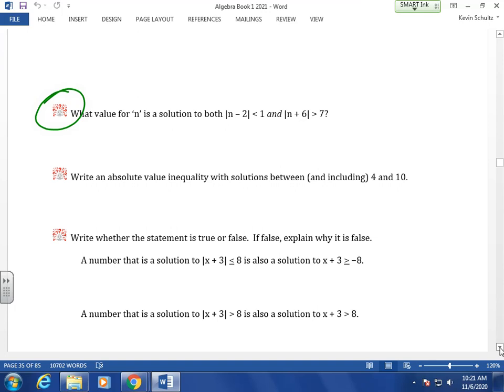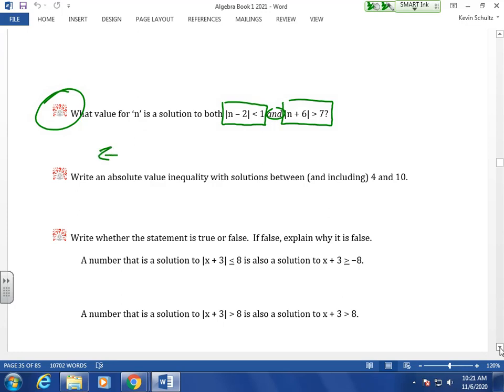So what value for n is a solution to both the absolute value of n minus 2 is less than 1 and the absolute value of n plus 6 is greater than 7? It seems like it might be pretty challenging right off the surface, but basically all you're doing is if you solve this inequality and you get your graph, and then you solve this inequality and you get your graph, you're looking for where those graphs overlap. Right? So what's a number that would be a solution to both, meaning when you graph those on a number line, where are those graphs going to overlap?